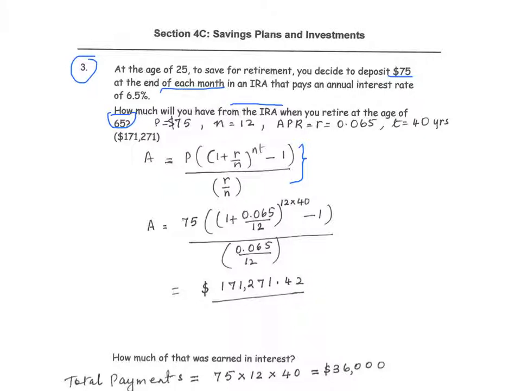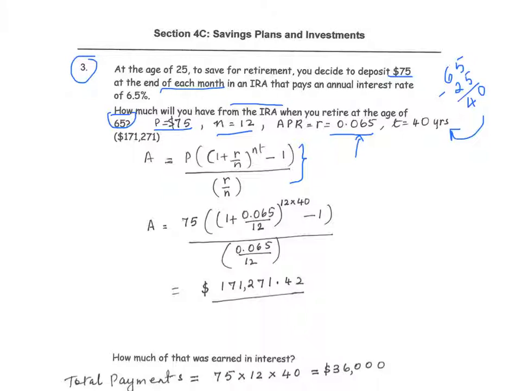So what is the total amount of time that we've invested in this account? 65 years minus when you start, which is 25 years, so that would be 40 years. So that's how we calculate the amount of time that we've invested in this account. So the time is 40 years. The rate is given to us. It's 6.5%, so that changes to a decimal, which is 0.065. The number of payments, since it's a monthly payment, the number of payments that we make in a year is 12, and the periodic payment amount is $75.